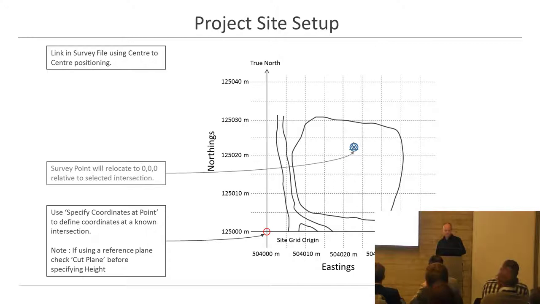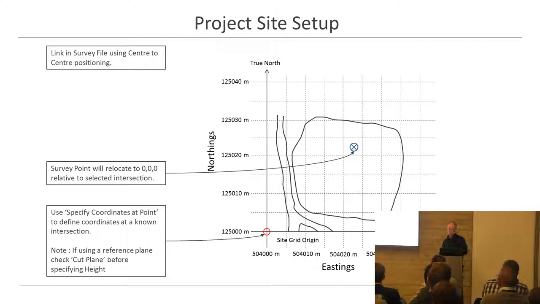Okay, once you specify coordinates at point, what you will find is that your survey point will disappear from the middle of your file, and it'll disappear off somewhere probably down the bottom left-hand corner if you're doing a job in the UK. Okay, that's fine. It stays at 0, 0, and what it is essentially doing is moving your entire site from 0, 0 up to where your global coordinates are.